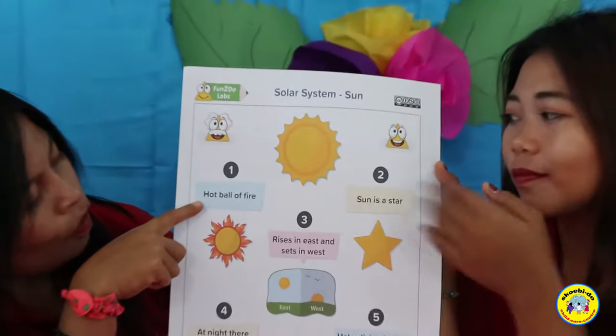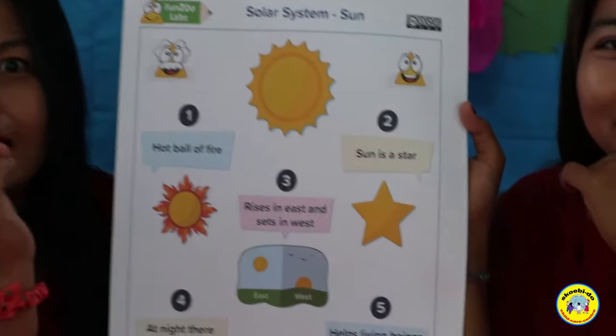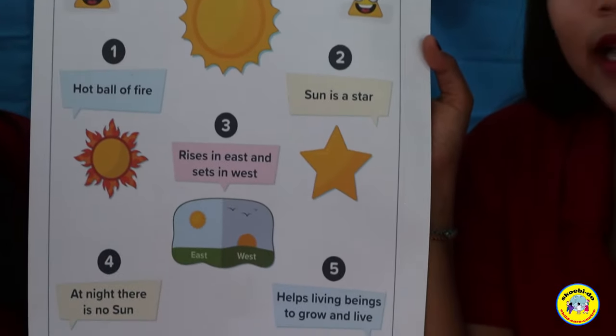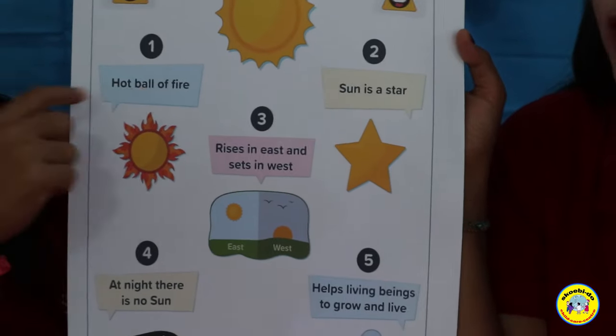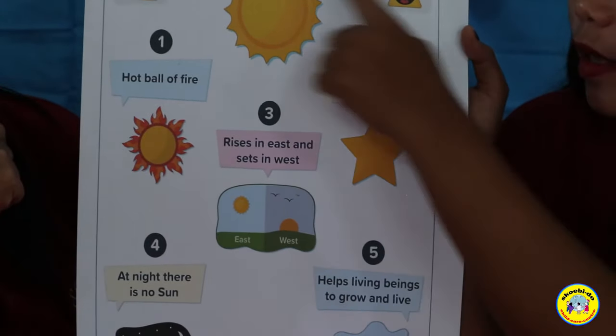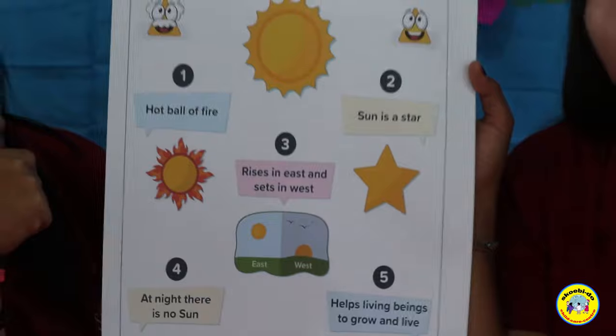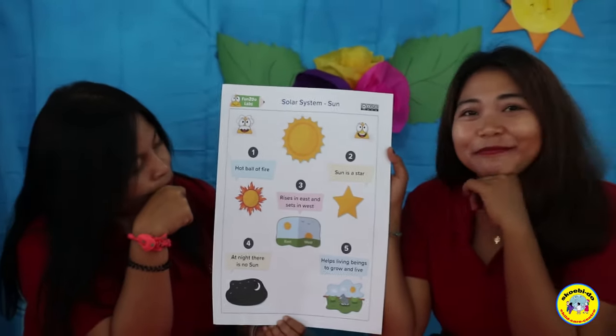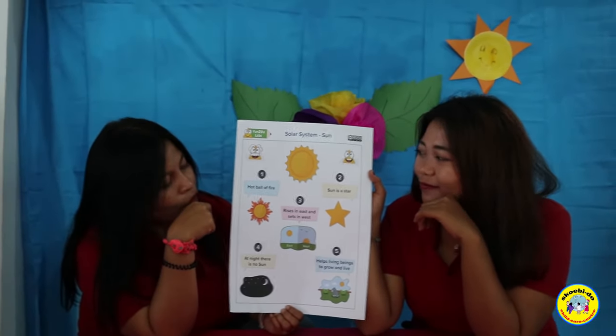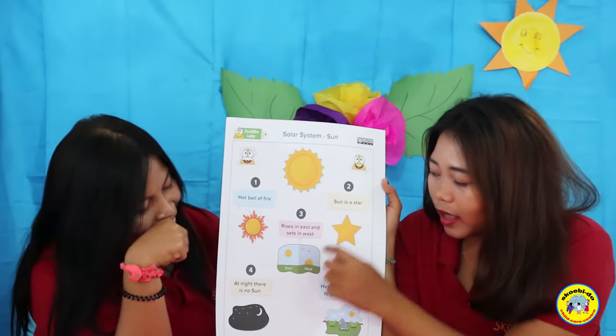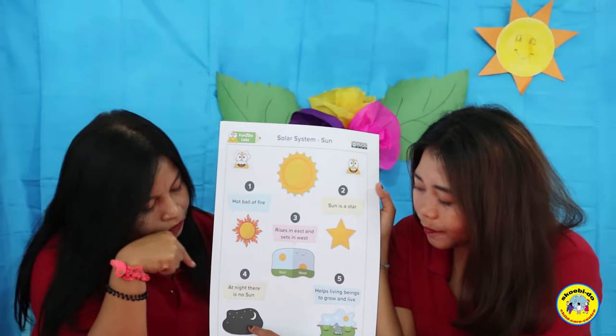So now we have here also the sun. The sun is a hot ball of fire. Hot and big. The biggest compared to the other planets. A hot ball of fire. Okay. Wow.